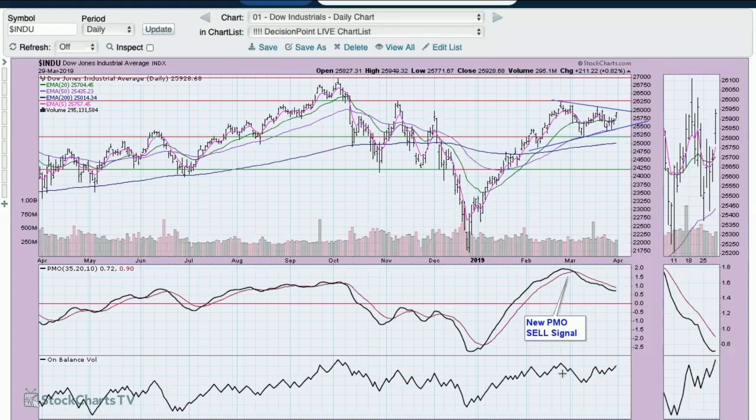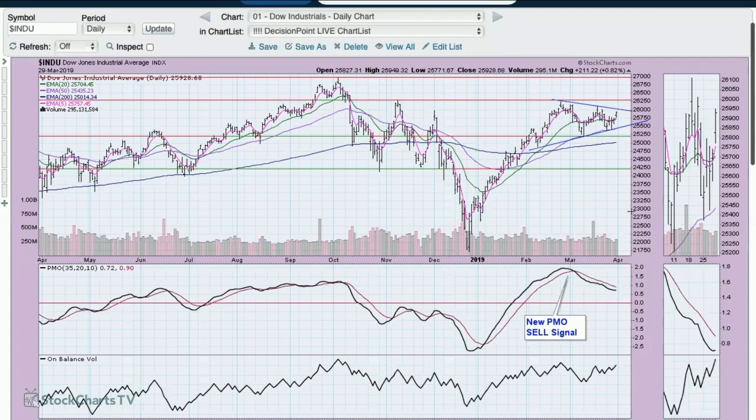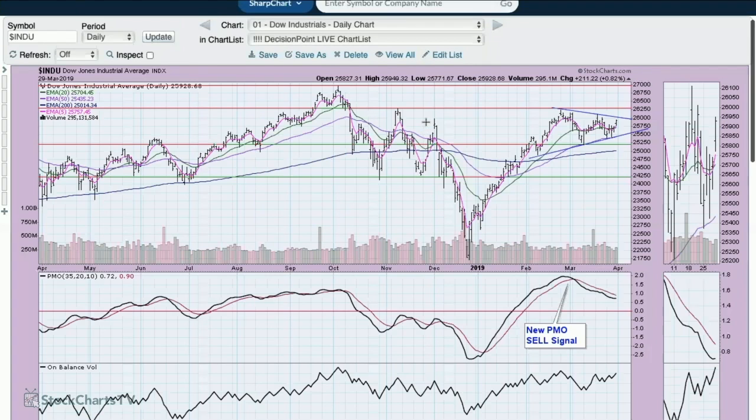But for now, the PMO is starting to turn up. Volume seems to be behind the move. I'd like to see price contributing a little bit more at this point, but I can't complain. It was definitely a good day today.